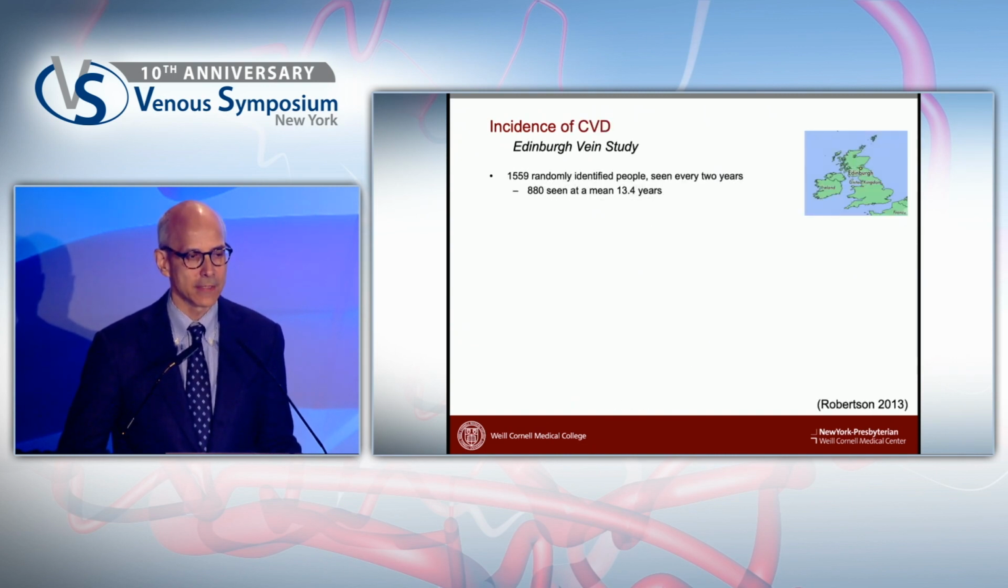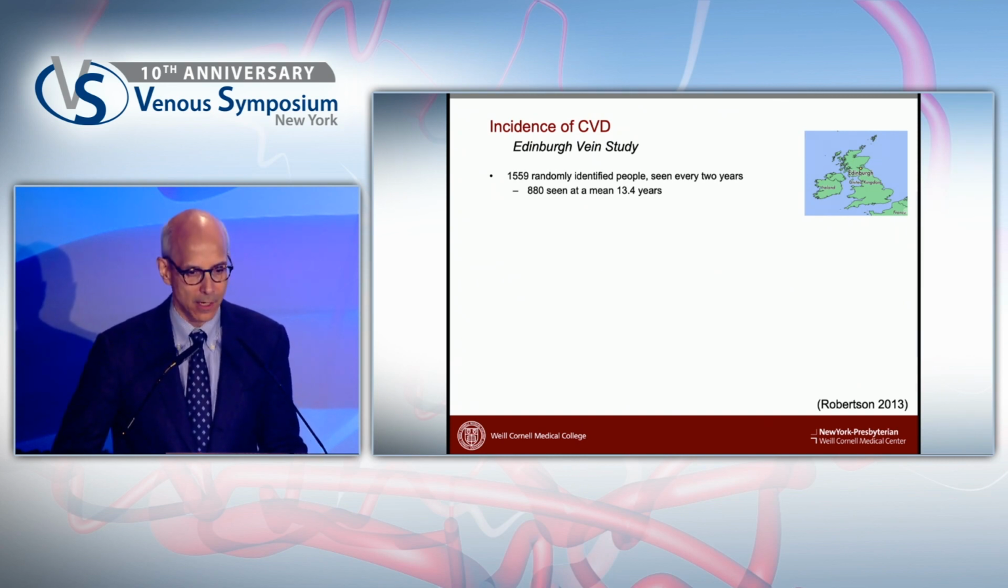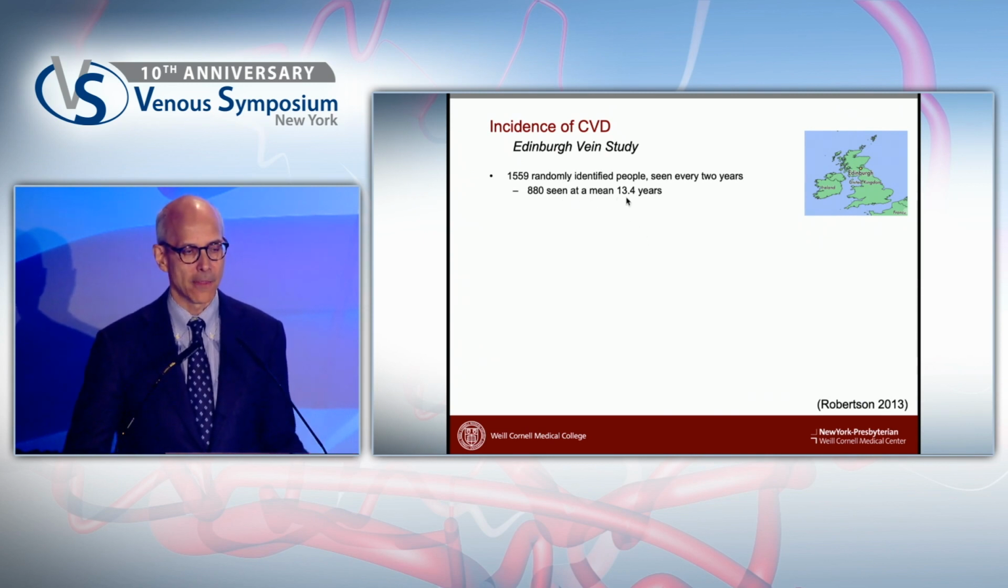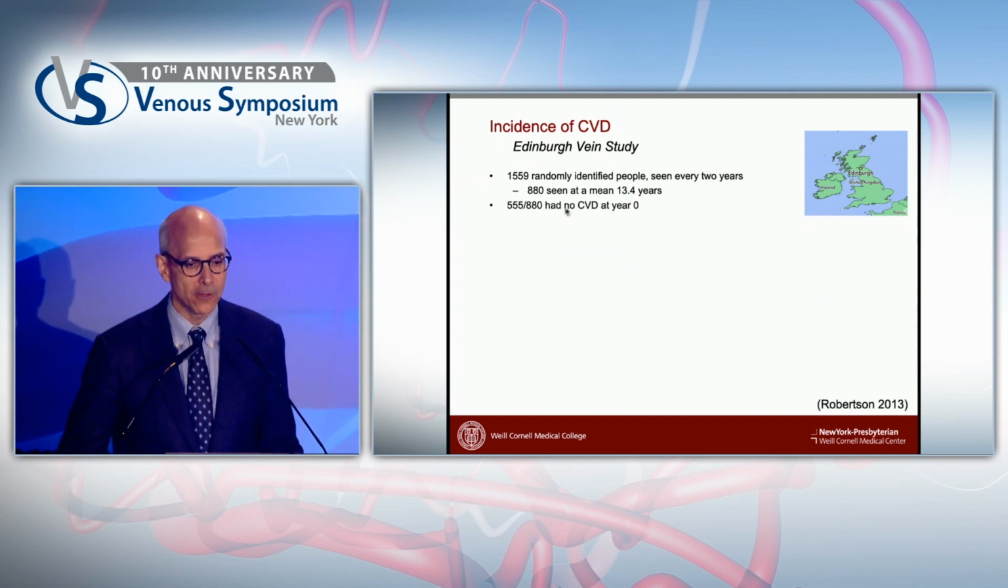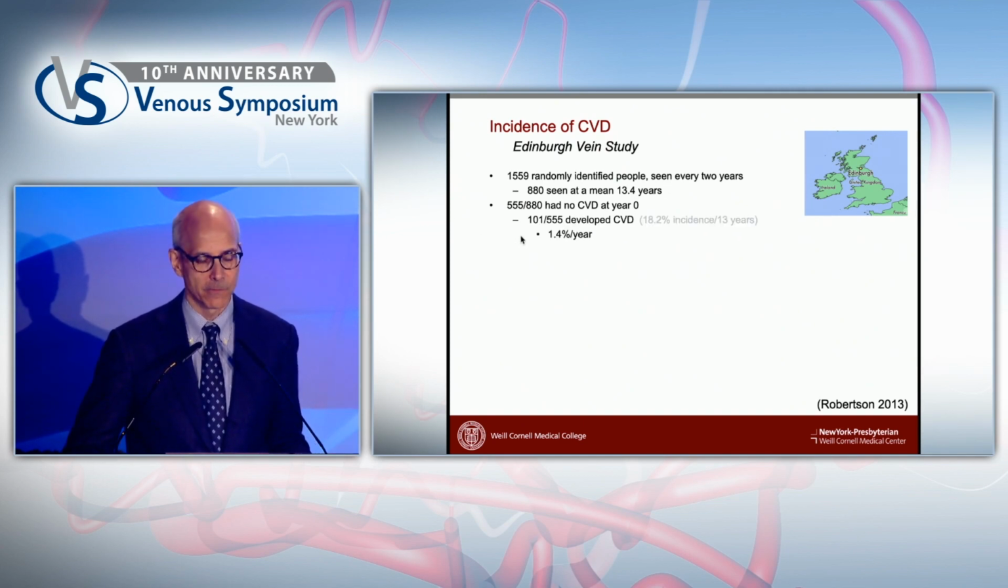The probably strongest evidence we have epidemiologically for the incidence of varicose veins is in the Edinburgh vein study. Almost 1,600 people, not patients, again seen every 2 years, and they reported on 880 who came at follow-up at 13.4 years. 555 of those 880 had no venous disease at all at the time of their entry into the study. Looking at the incidence of venous disease in that population, 101 developed venous disease across the spectrum. So that's 1.4% per year over that 13-year period.